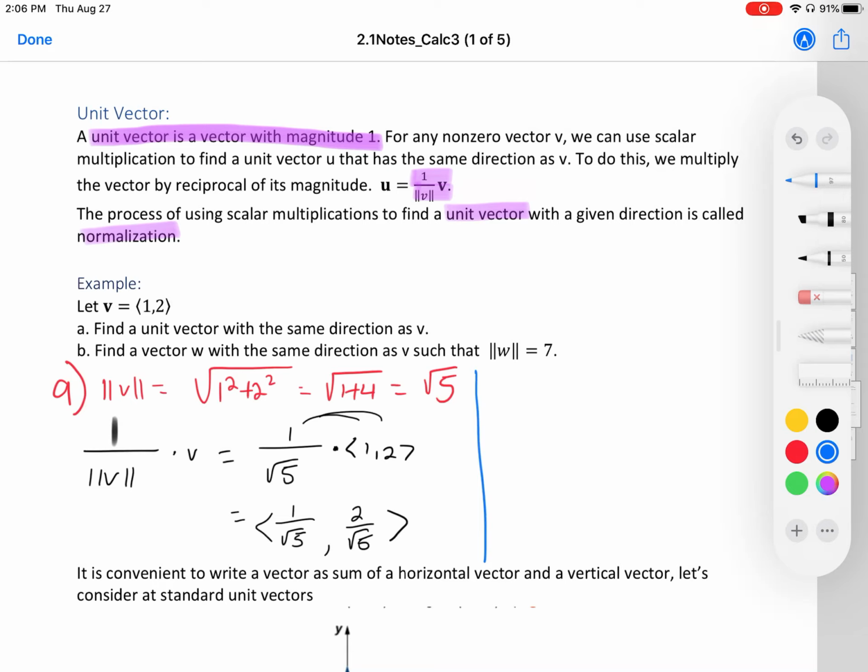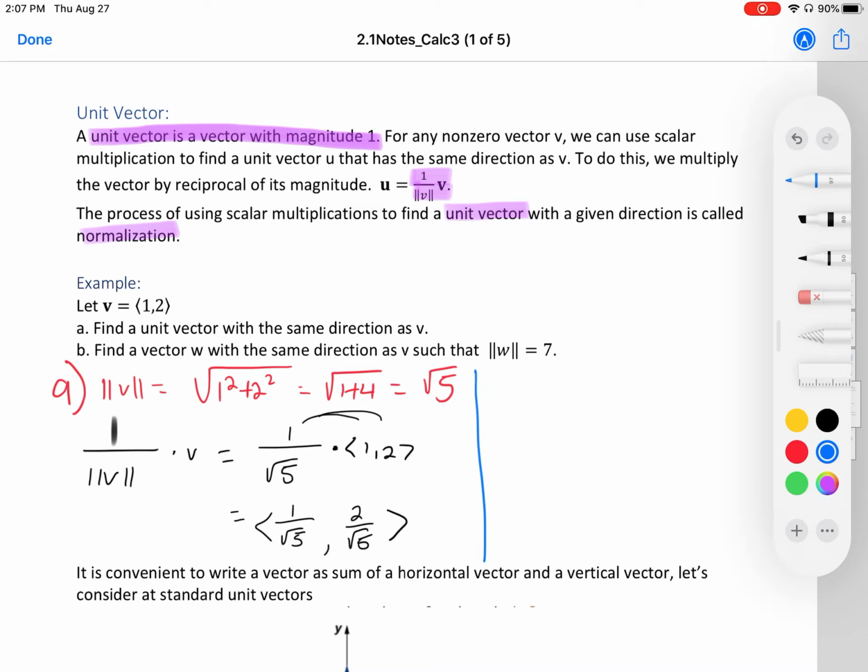All right, let's continue with B. Find a vector W with the same direction as V, such that the magnitude equals 7. All right, so this is kind of a weird question.